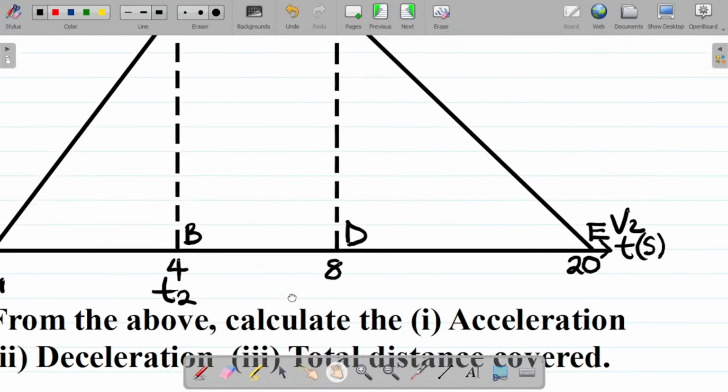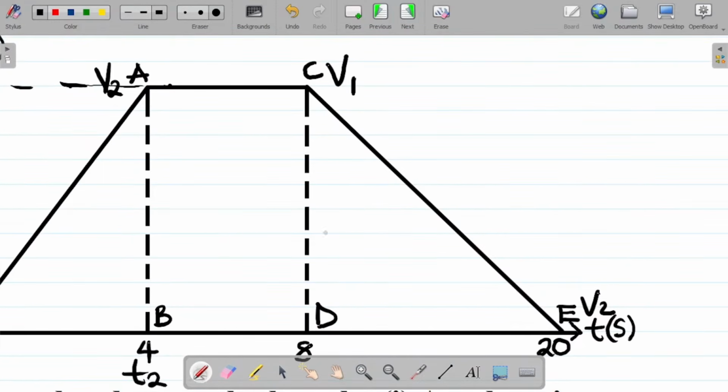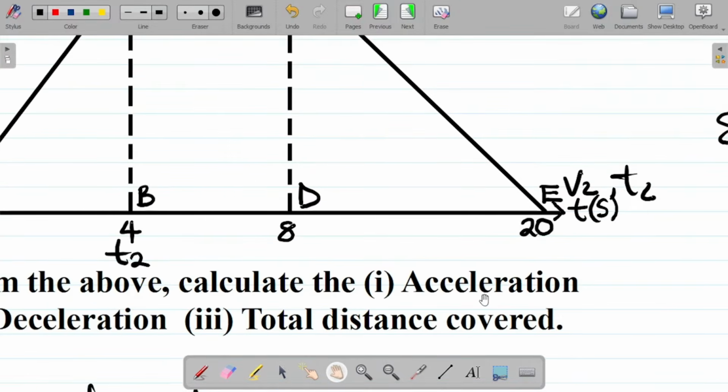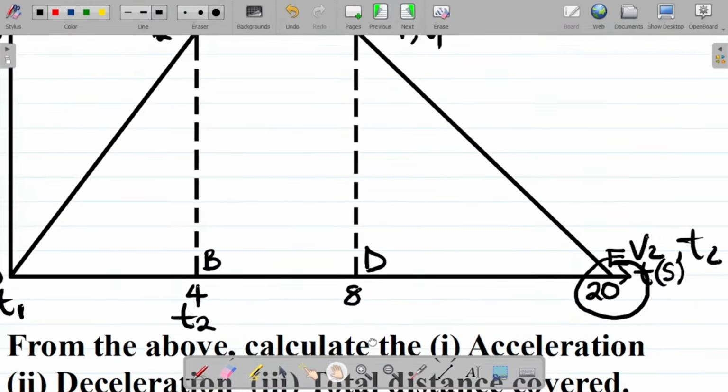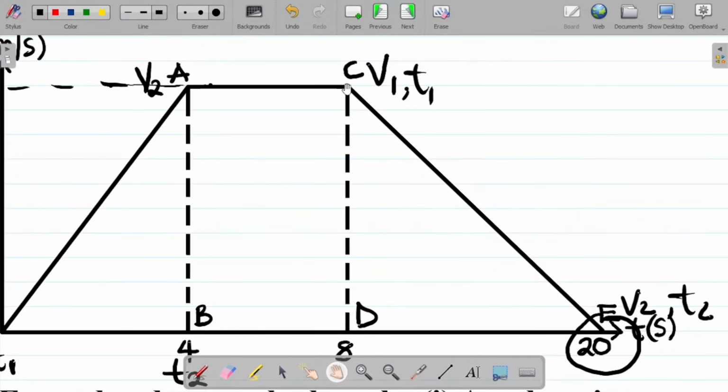For this same diagram, we said this is your initial, V1 and T1 will be here, and V2 and T2 will be here. Let's get the final values. T2 is the value of time at this point here, which we can see is 20, while T1 is the value of T at this point here, this C where it starts.